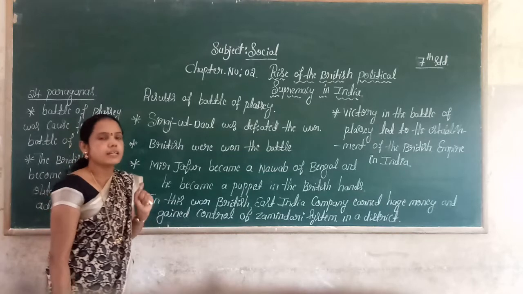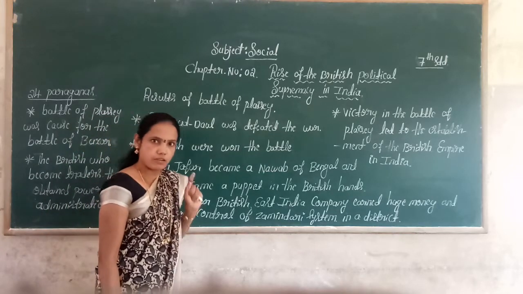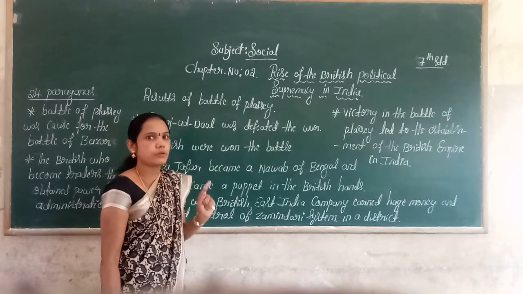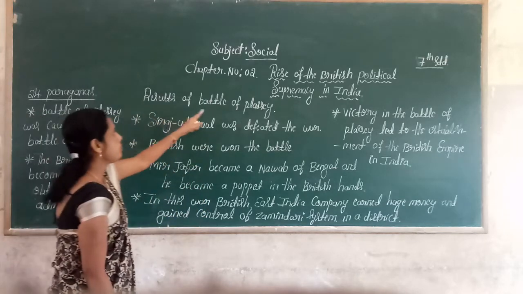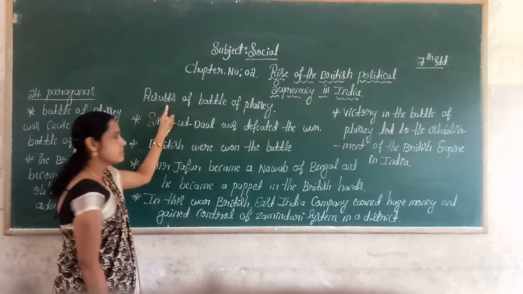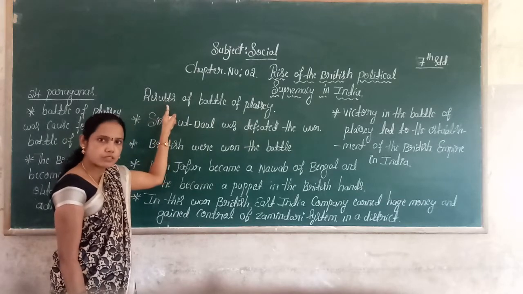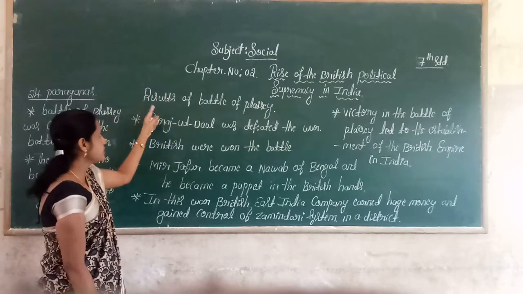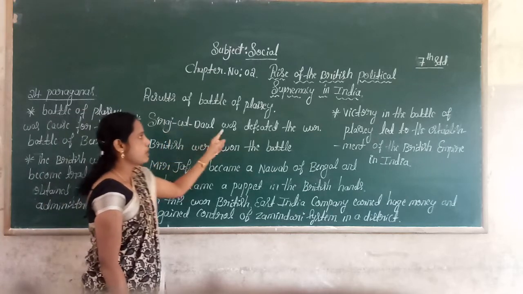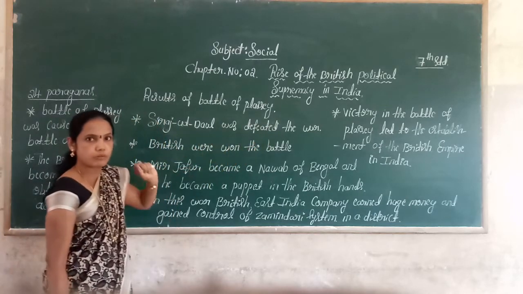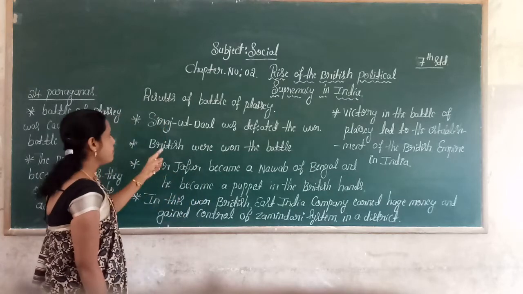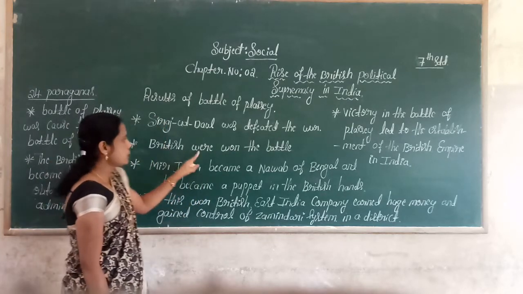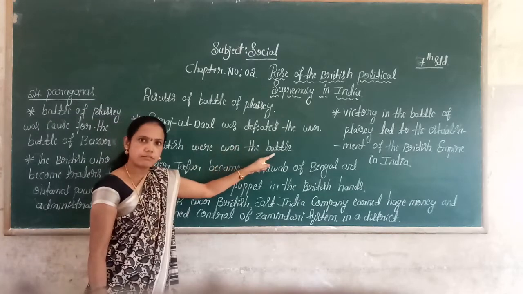What are the results of the Battle of Plassey? Three months question. How to learn neatly and correctly. Okay. Results of the Battle of Plassey, results also same, effects also same. Understand? First result: Siraj ud-Daulah was defeated in the war. War means which war? Battle of Plassey. Understand?